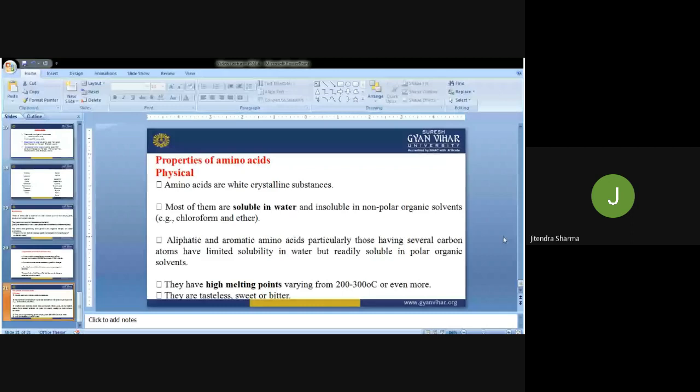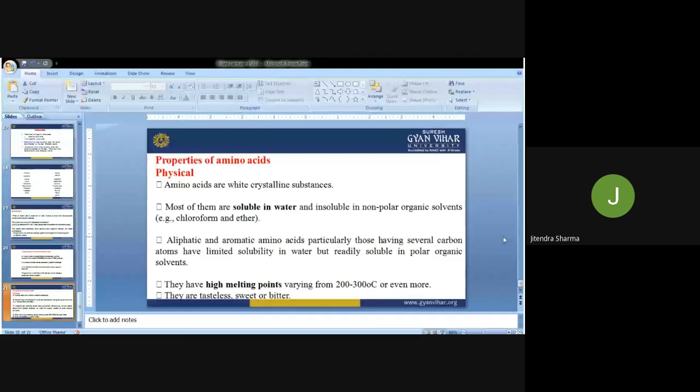We have finally discussed the properties of amino acids. Amino acids are white crystalline substances, and most of them are soluble in water. They are insoluble in non-polar solvents like ether, chloroform and benzene, but a few of them, those having several carbon atoms, have limited solubility in water. They are readily soluble in non-polar solvents like ether and benzene. So this is very important about amino acids.